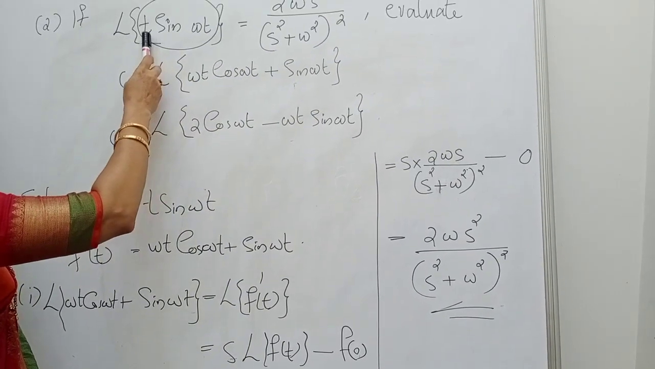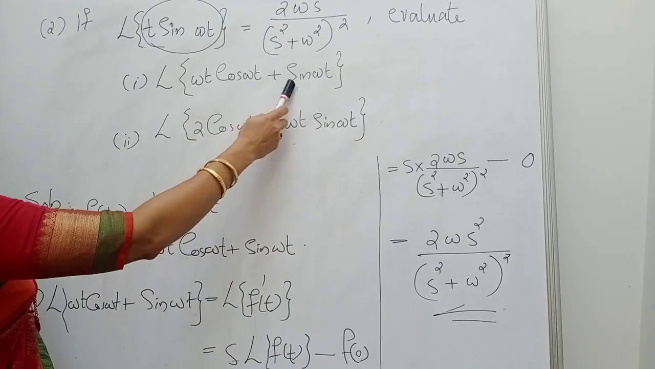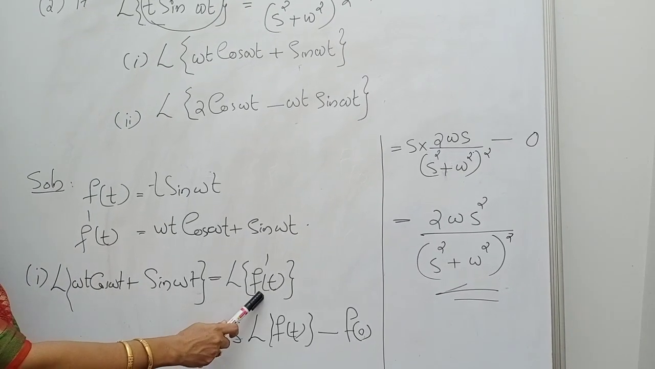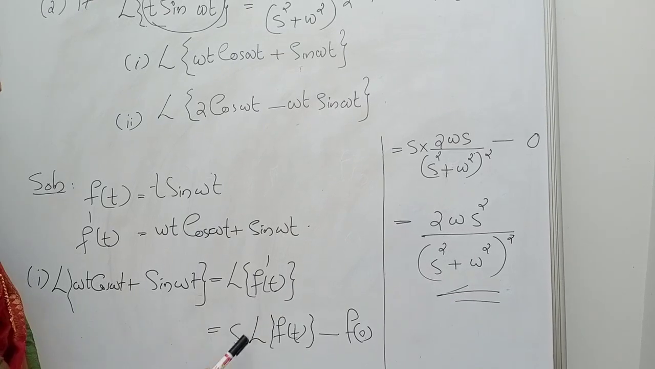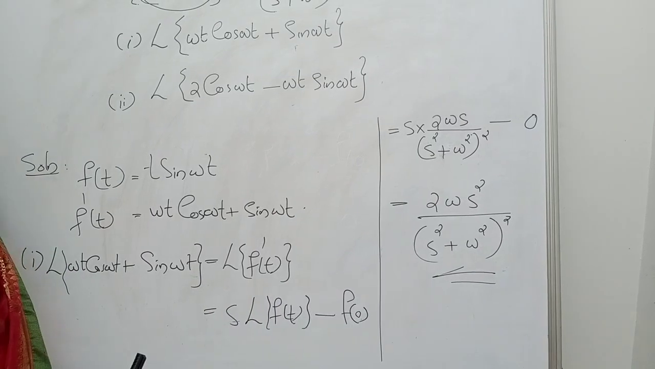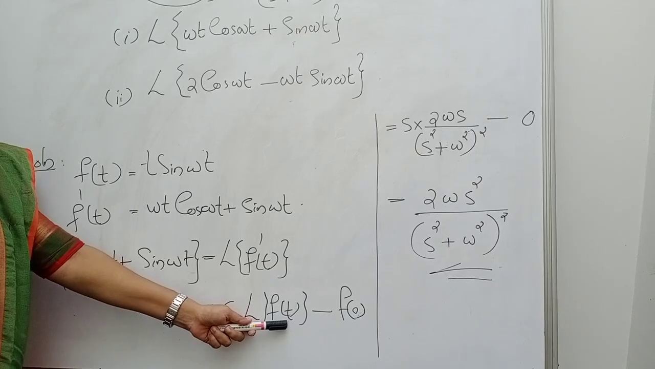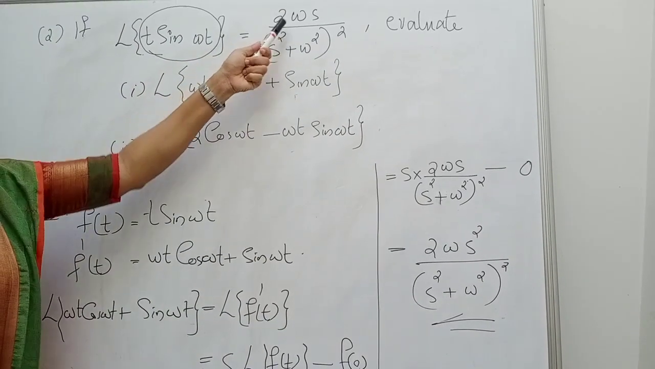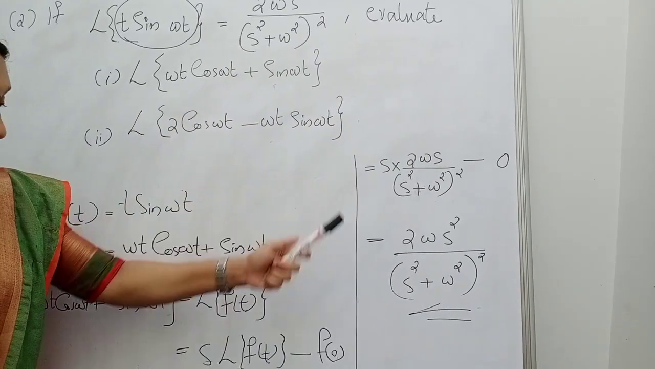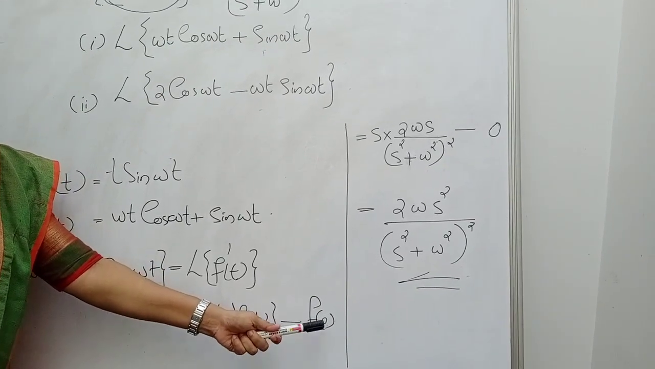So you are given t sin omega t as f of t, and this is nothing but the derivative. So we should find L f dash t. By using the formula, it is s into L f of t minus f0. Now you substitute each term. s into L f of t. L f of t is given. What is L f of t? It is 2 omega s divided by s square plus omega square the whole square, minus f0. What is f0? In f of t, put t is equal to 0.